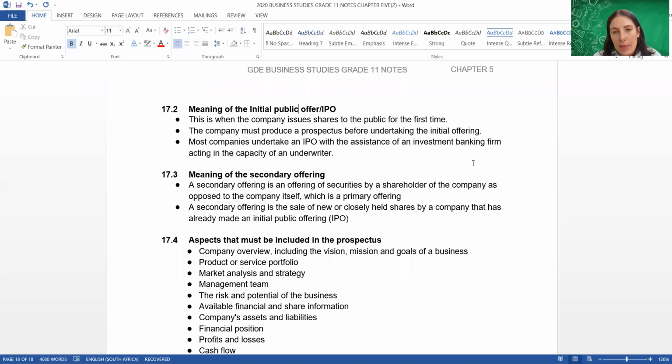It can also mean, say the company needs more capital, they want to expand. Then they can sell shares that they haven't put on the JSE previously. That will also be your secondary offering, and those are also sold to the public.